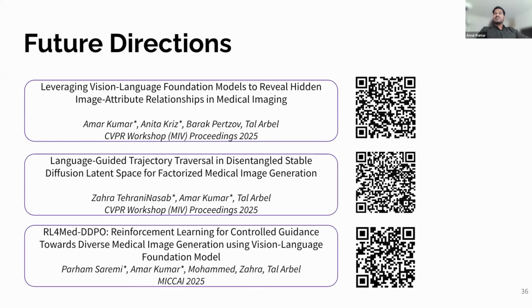Some of the future directions: this paper was also extended to a lot of other papers, and I have attached the QR code for all of these papers, where we show different applicabilities of Prism. Two of them were already accepted to CVPR workshop proceedings, and the last one was literally accepted 2 days ago to MICCAI, which shows how you can use reinforcement learning to even further improve this synthesis at high resolution.